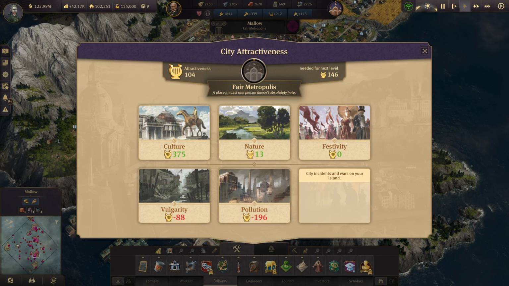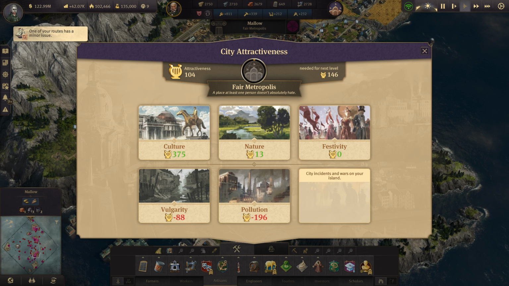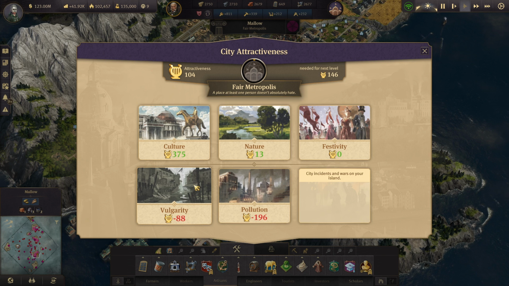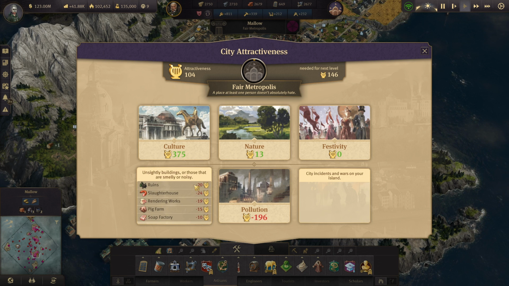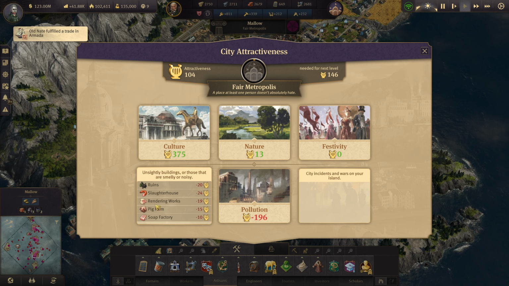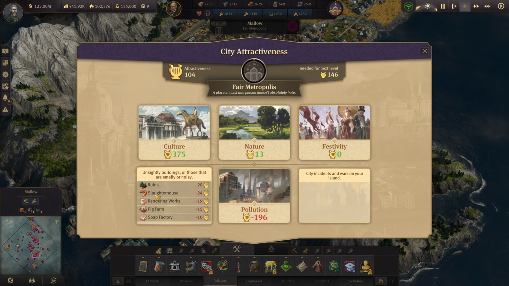And the last one is vulgarity. The easiest way to understand vulgarity is anything that is ugly, loud, or smelly in regards to ruined buildings or animal production lines that have subsidiary productions. That is going to contribute to the negative attractiveness, and ruins are going to be negative on the attractiveness. We have the pig farms and the connected render works, soap factories, and slaughterhouses all going to be negative on attractiveness and contributing to vulgarity. And the same is going to be for the fish oil factories as well.